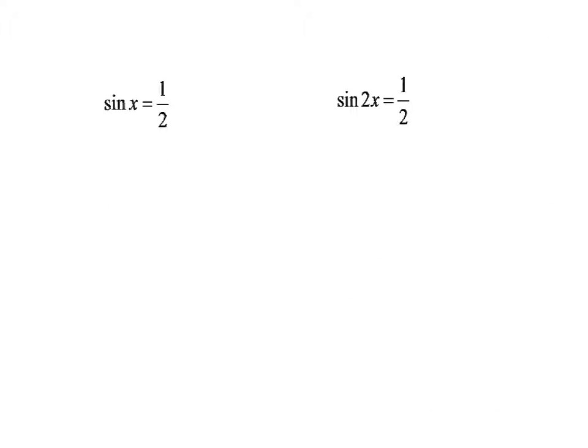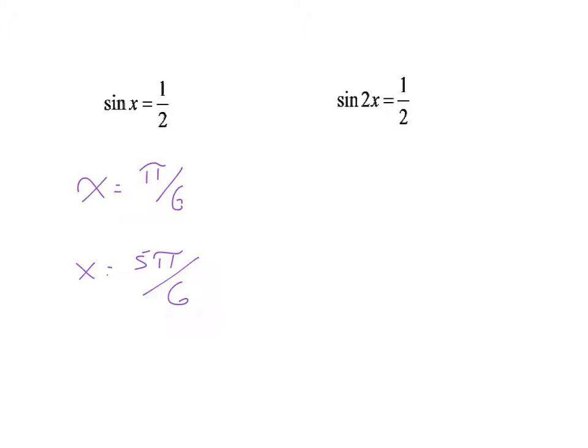Okay, if I want to solve the same equation in radians, I can do that. On the first one, sine x equals 1/2. X is equal to pi over 6. Pi over 6, of course, is 30. And x is also equal to 5 pi over 6, because 5 pi over 6 is equal to 150.